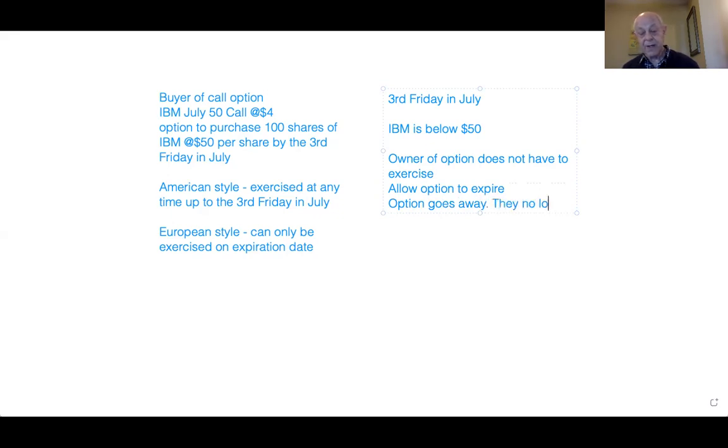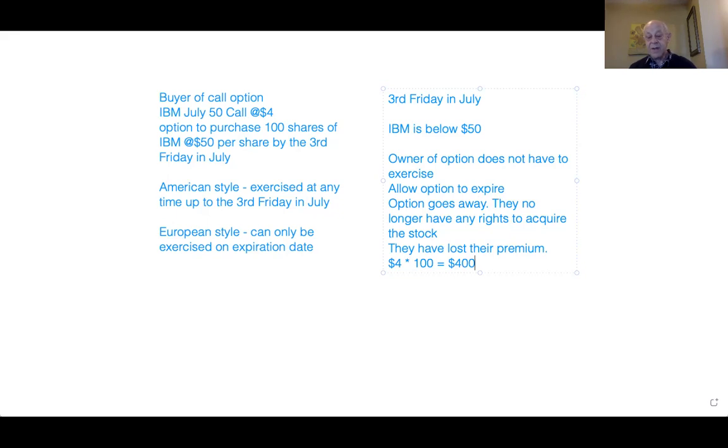They no longer have any rights to acquire the stock. And they've lost their premium. So in this case, they paid $4, right? But the $4, you multiply that by 100 because the option represents 100 shares. So their cost for the option was $400. They lose their $400.